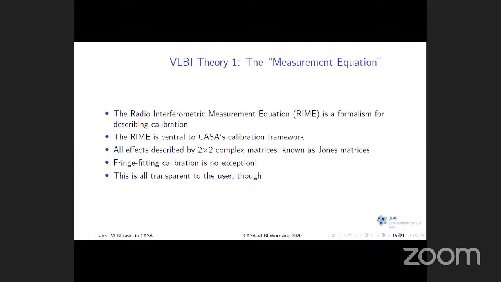But as a user, when you're doing fringe fitting, you tend to be thinking about delays and delay rates. And of course, those are internally translated into Jones matrices and back out again as appropriate. So when you are plotting the calibration parameters that you found, you'll be able to see the delays in terms of nanoseconds or picoseconds. And internally it'll all be translated back into Jones matrices, but you don't really need to worry about that. I mean, that's beautiful and true and of fundamental importance to the software and to the mathematics of the procedures, but it doesn't really matter to you very much.